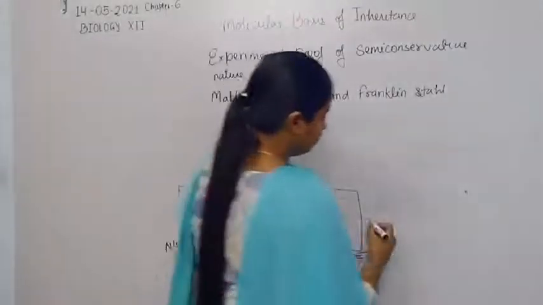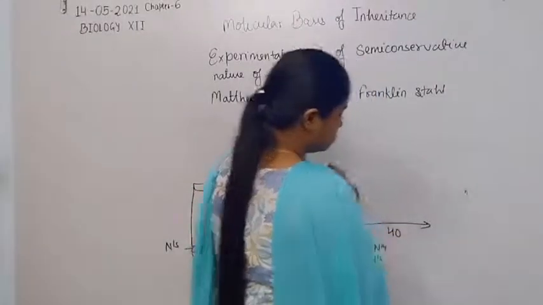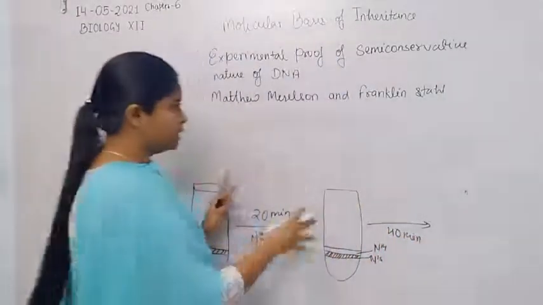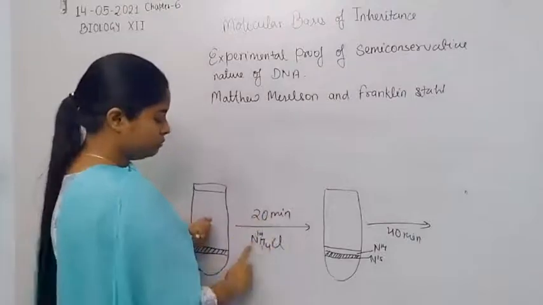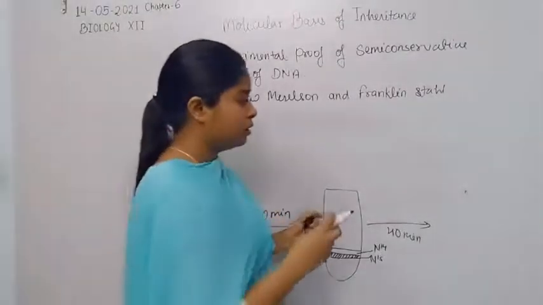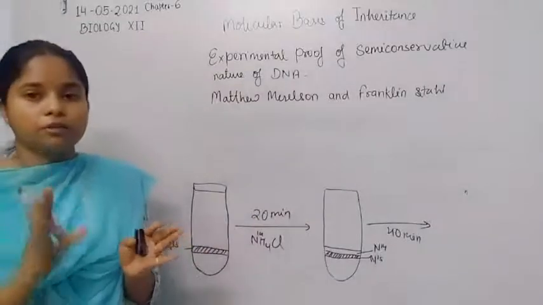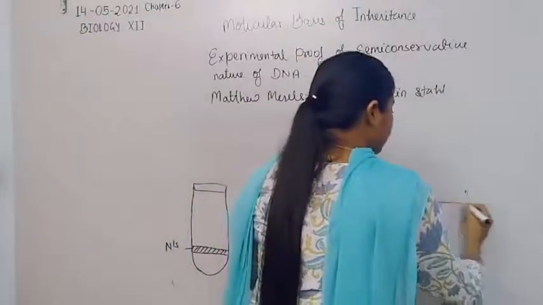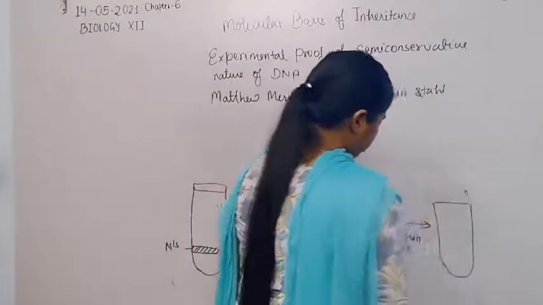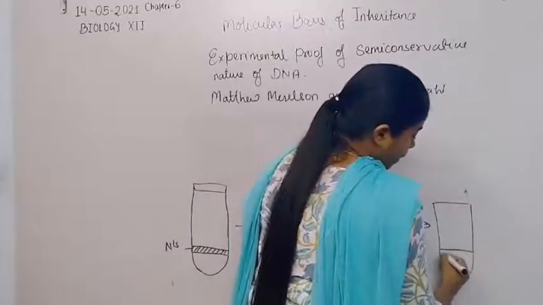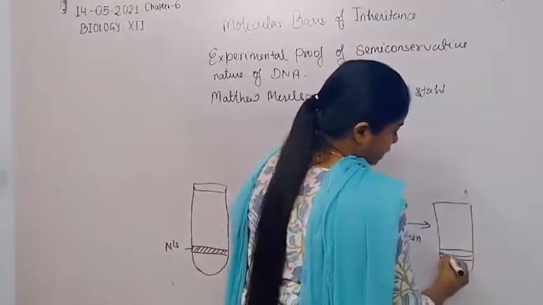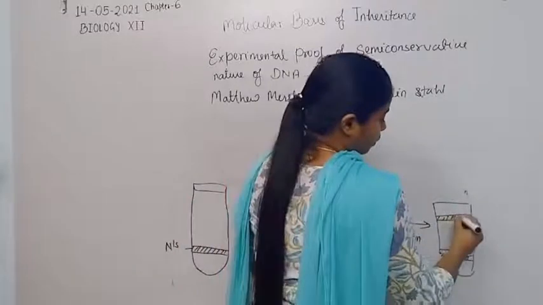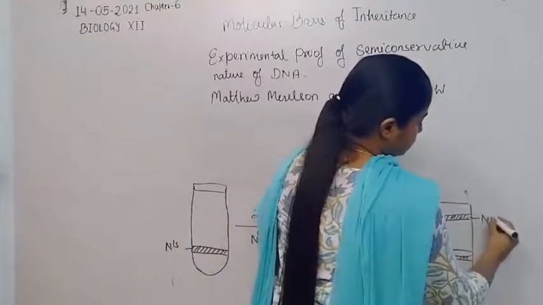Now they again observed after 15 minutes in the medium. They didn't change the medium; the medium was the same N14 medium. They again did the centrifugation process, and the replication process in the E. coli bacteria, which reproduce after 20 minutes. So they got two bands: one band which is hybrid in nature, and the second band which is formed by the N14 medium. What is the meaning of this band?